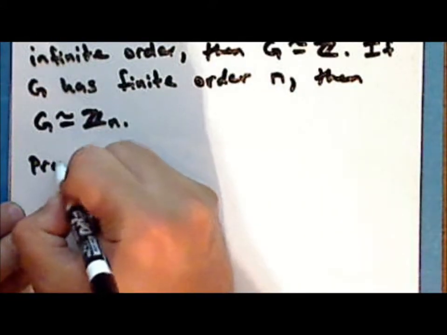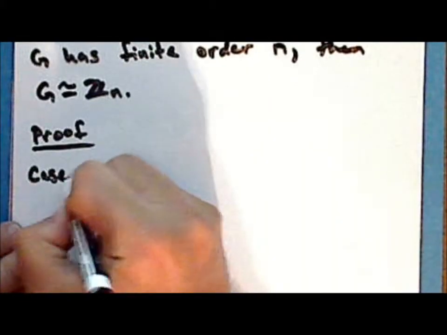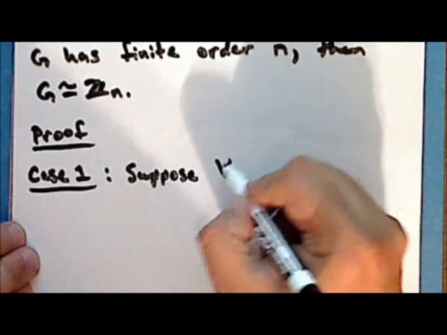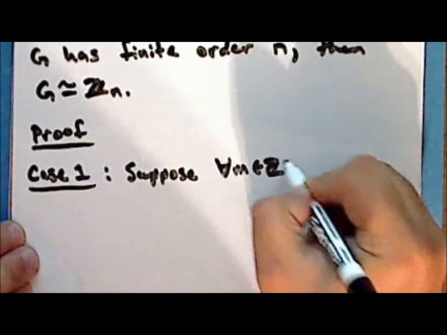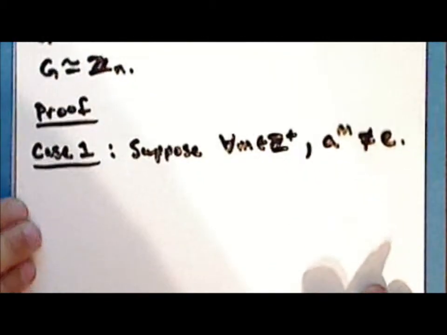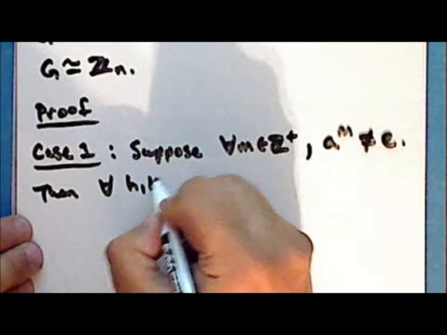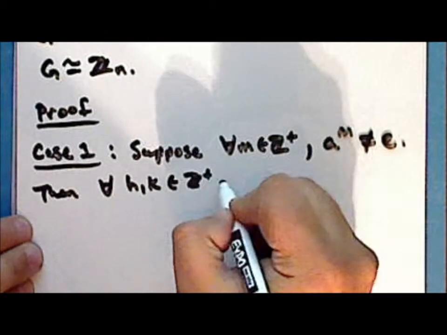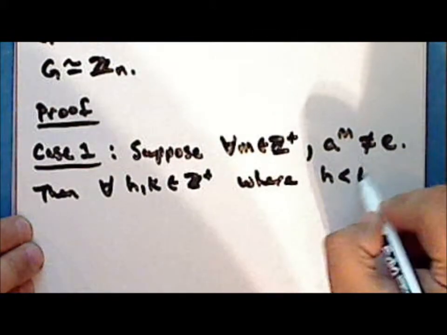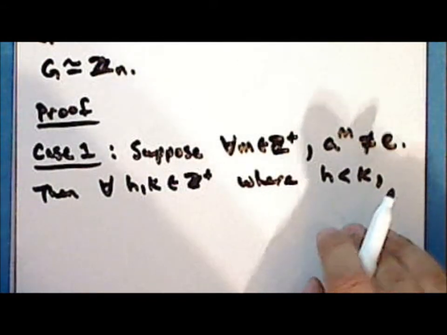So proof. We'll break the proof into two cases. So case one, suppose that for every positive integer m, a to the power of m is not the identity. Then for every distinct pair of positive integers h and k, without loss of generality, we may assume that h is less than k. Since h and k are positive integers, one is less than the other.